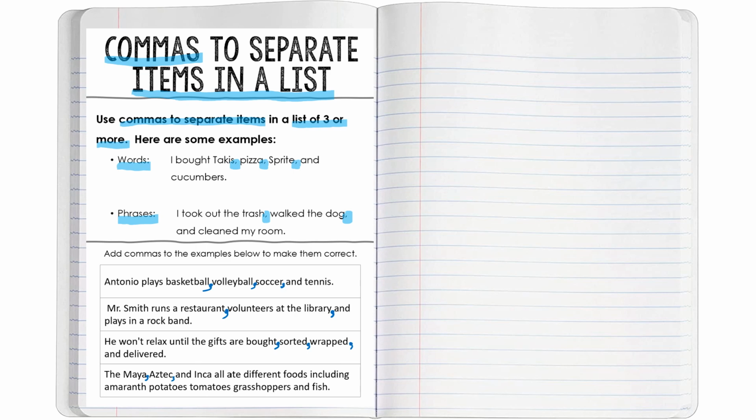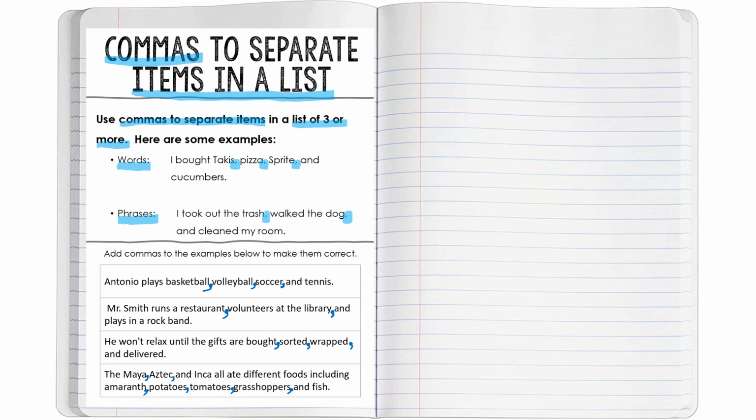I'm going to list some of the different foods that different groups ate, including amaranth, potatoes, tomatoes, grasshoppers, and fish. So I'm going to fix that one so it's close to the last sentence. There we go. Now I have a list of all the different foods they ate. The Maya, Aztec, and Inca all ate different foods, including amaranth, potatoes, tomatoes, grasshoppers, and fish. So in these examples, we practiced using commas to separate items in a list.